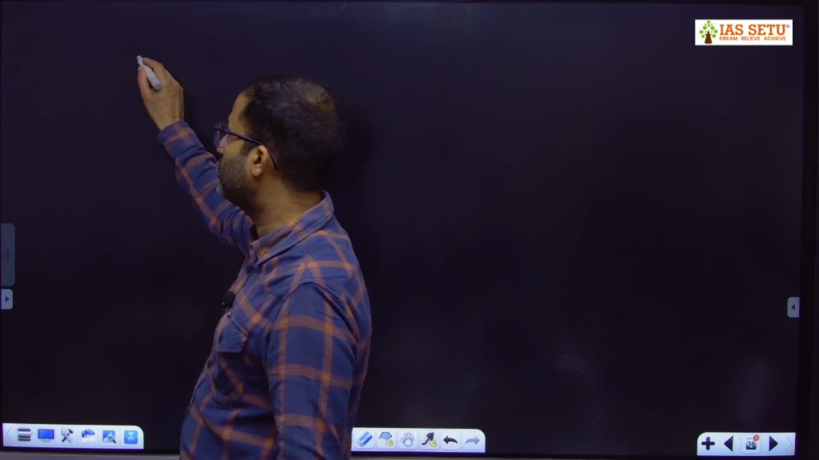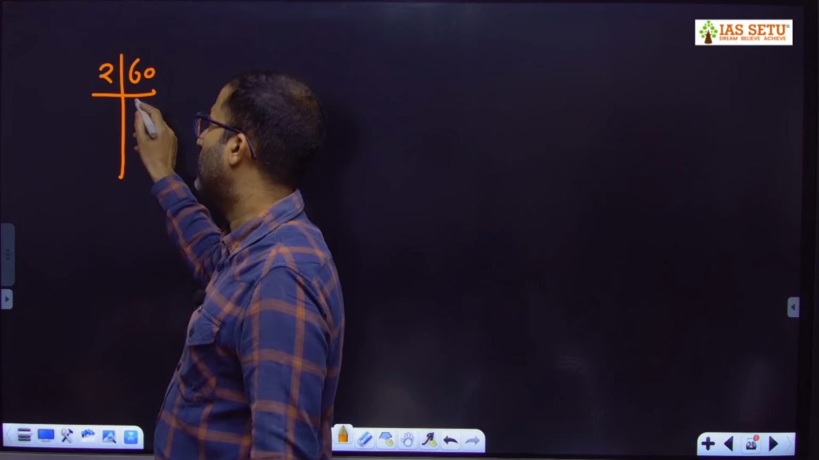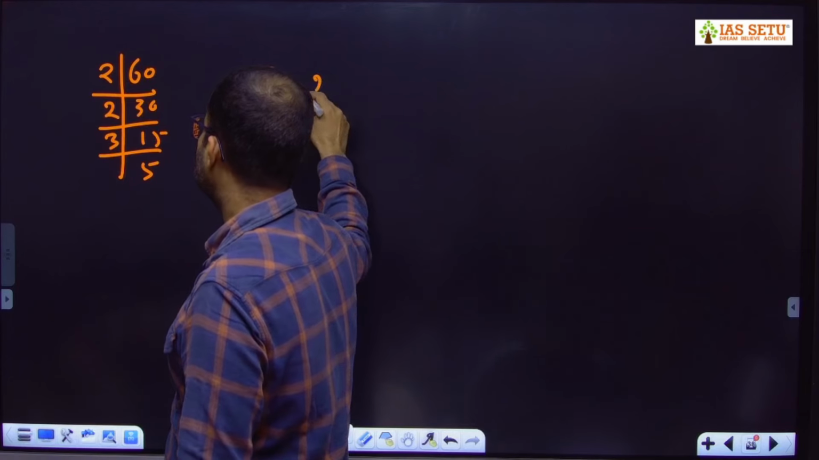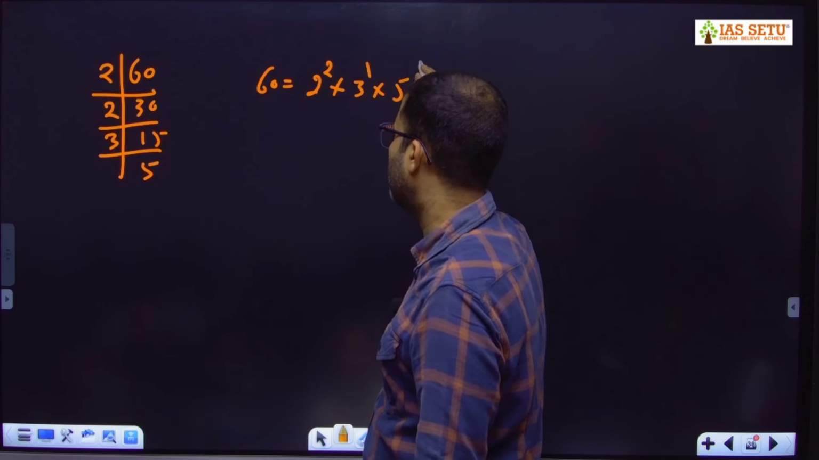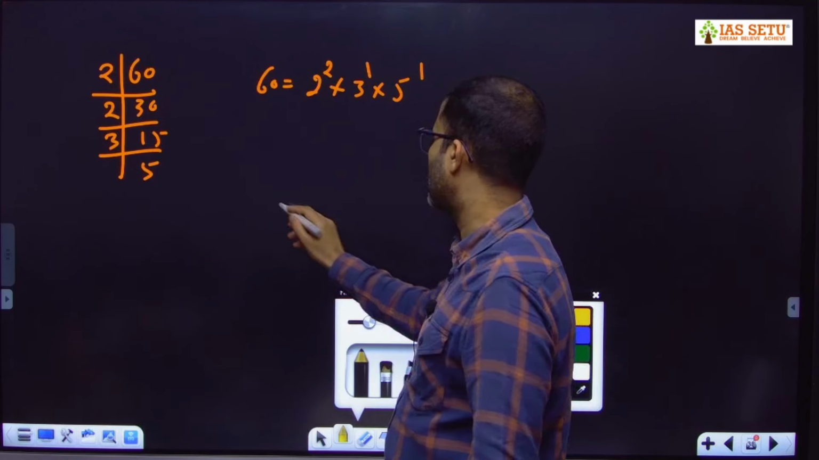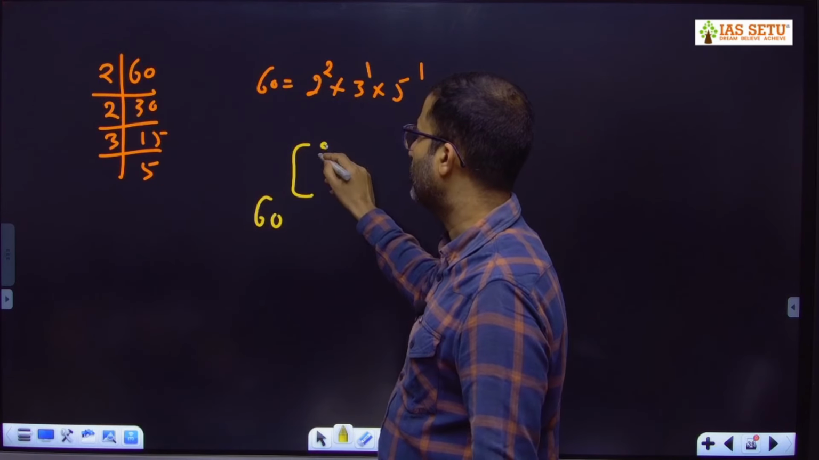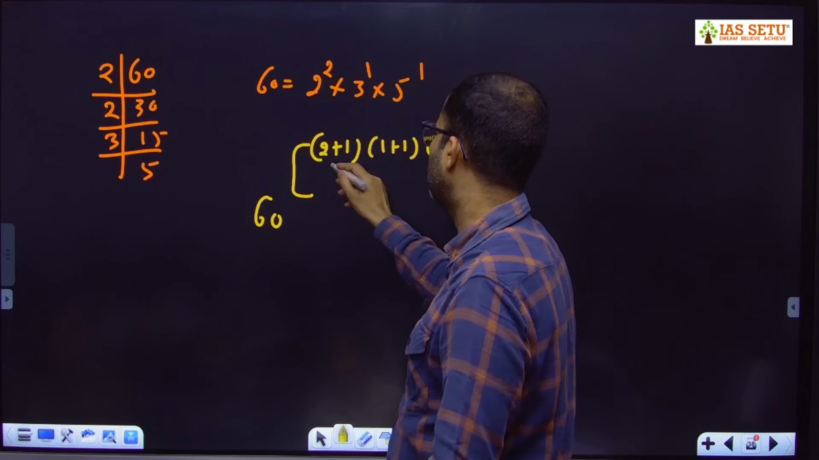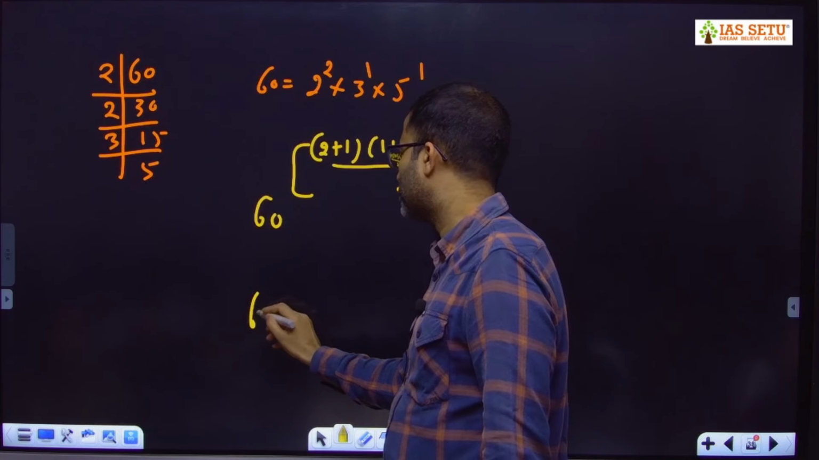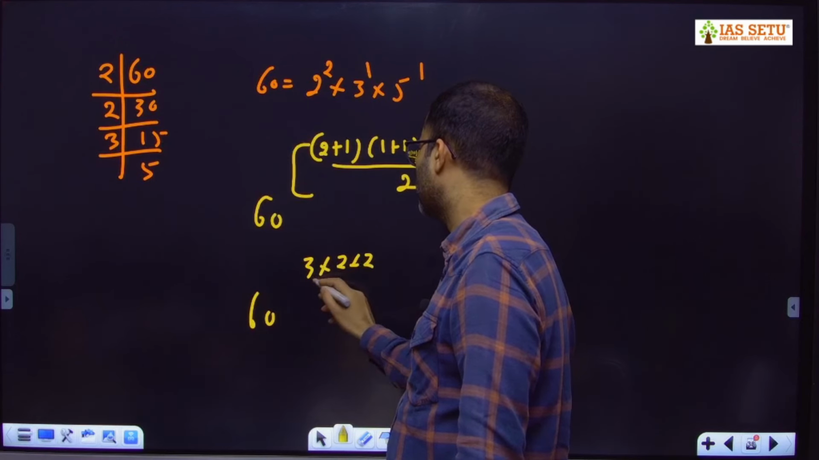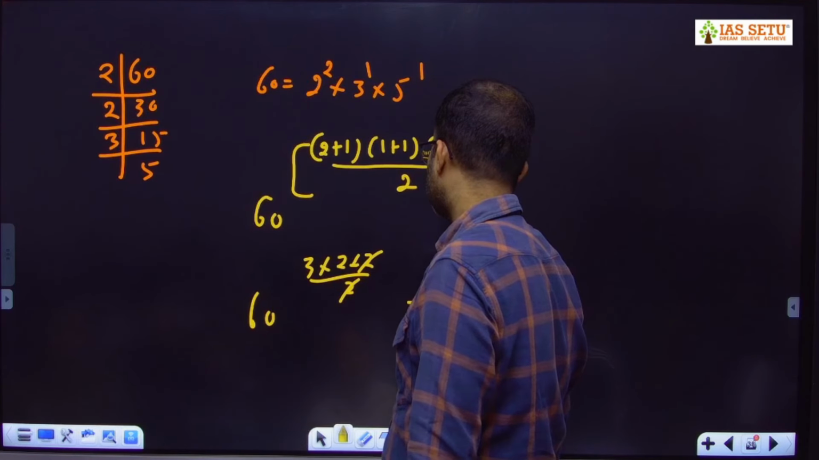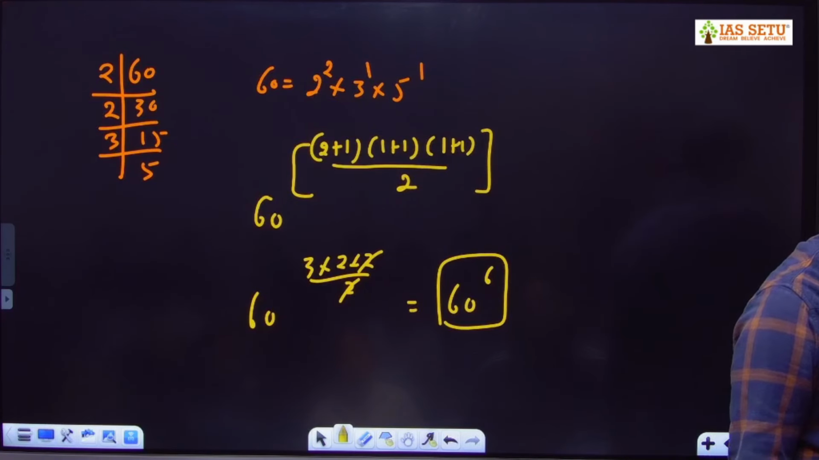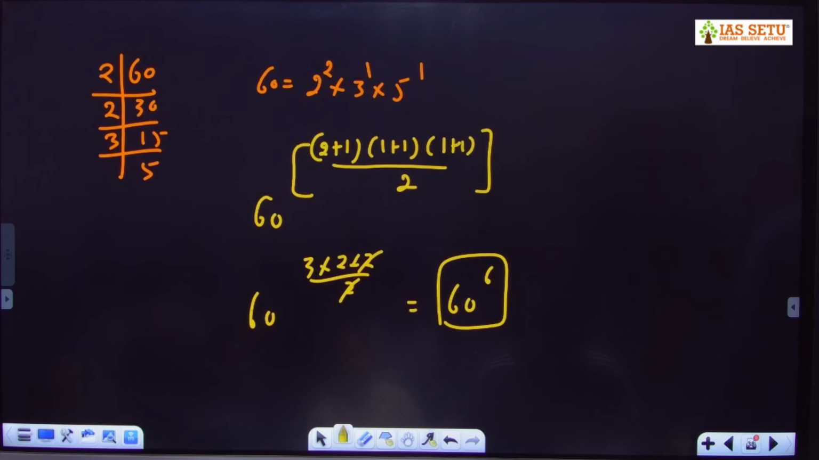I take one more question for you. 60. 2 common 30. 2 common 15. 3 common 5. 60 is 2 to the power 2, 3 to the power 1, 5 to the power 1. So as per our formula, it will be 60 to the power (2 plus 1) into (1 plus 1) into (1 plus 1) divided by 2. So it is 60 to the power 3 into 2 into 2 divided by 2. 2 cancels, 60 to the power 6. So what is the product of the factors of 60? 60 to the power 6.